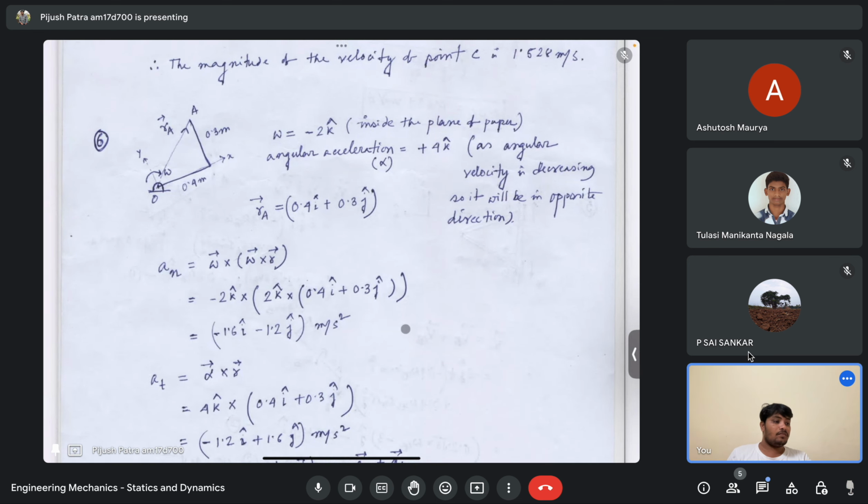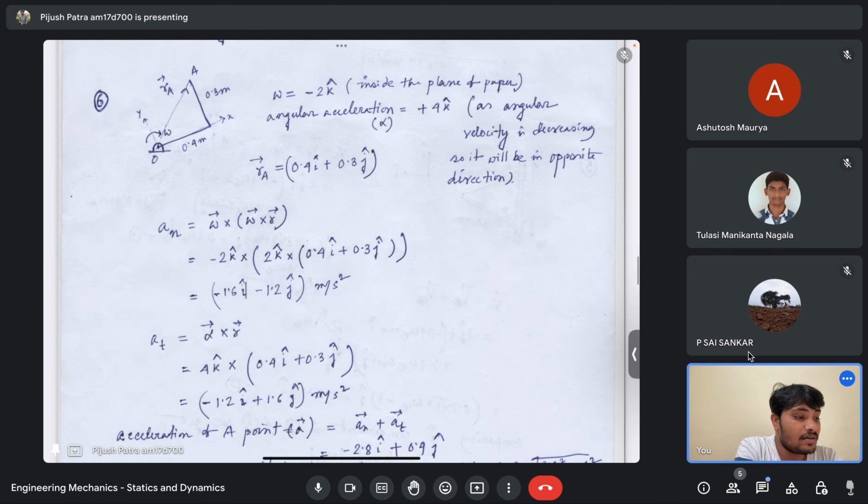This is a very simple trick. If I assume that clockwise is negative, then omega is minus 2k cap, and the angular acceleration is positive 4k cap, because the angular velocity is decreasing. You can do it the other way around also; it's just a matter of directions perpendicular to the xy plane, so it doesn't matter. The position vector OA is equal to 0.4 i cap plus 0.3 j cap. So what is the acceleration in the normal direction? It is omega cross omega cross r. If you do that cross product, it gives us minus 1.6 i minus 1.2 j.